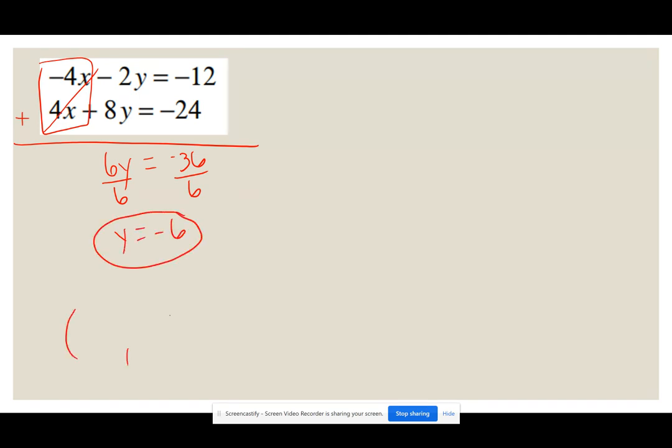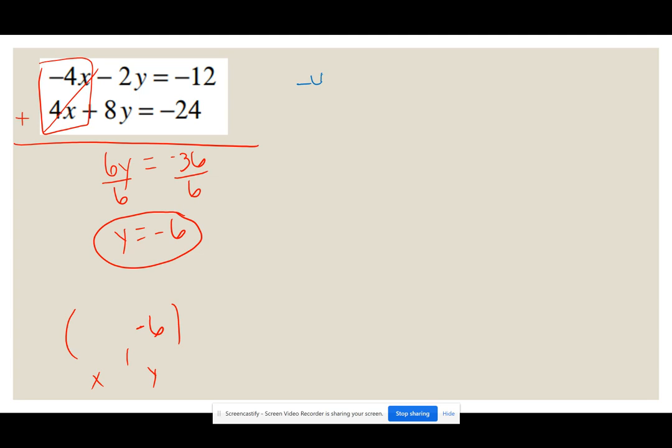So as far as our answer goes, remember it's x comma y. The y spot is going to be -6. We have to go and find our x now. So at this point, you get to choose which one you like better. Do you like the top equation or the bottom one? Okay, I'm going to choose the top one. It doesn't matter. And I'm going to substitute -6 every time I see a y.